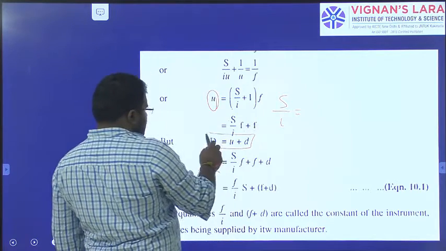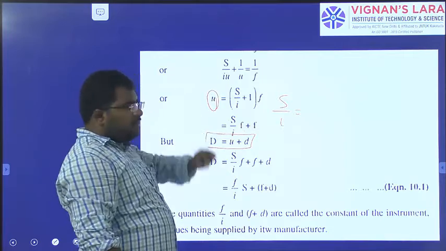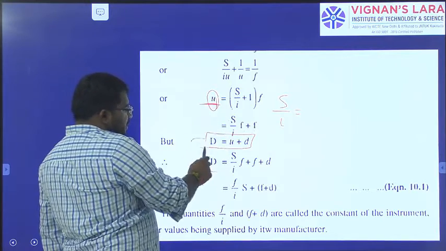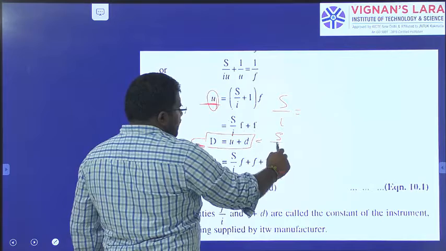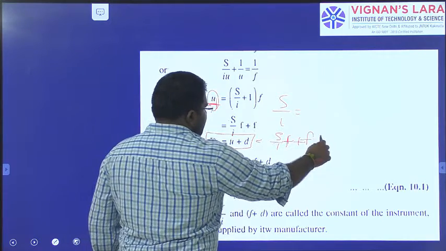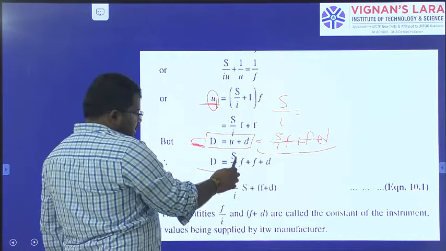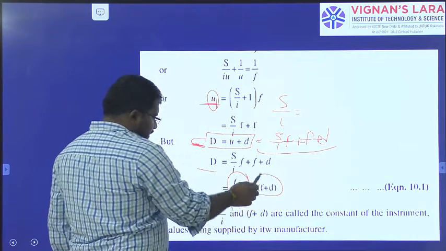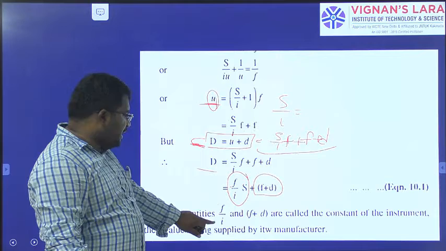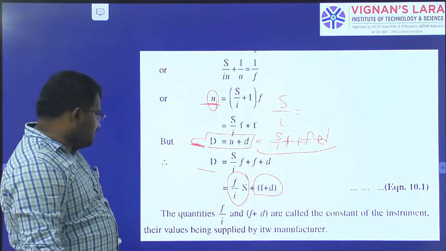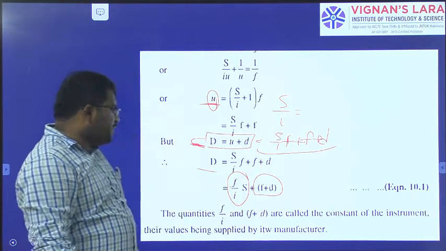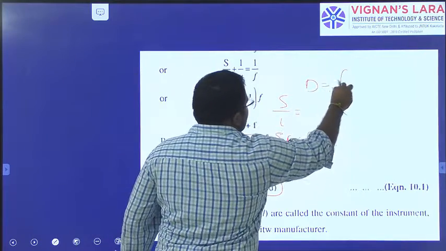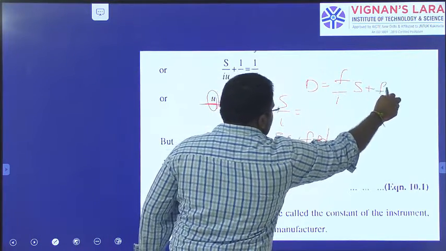Now from the picture, D is equal to U plus d. We substitute this value in the D equation. So D is equal to U, which is S by I into F plus d. This becomes F by I into S plus F into D. The quantities F by I and F plus D are called constants of the instrument, their values being supplied by the manufacturer. So finally D is equal to F by I into S plus F plus D.